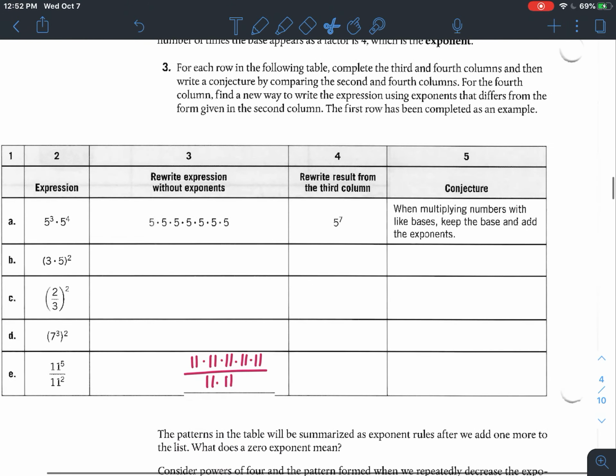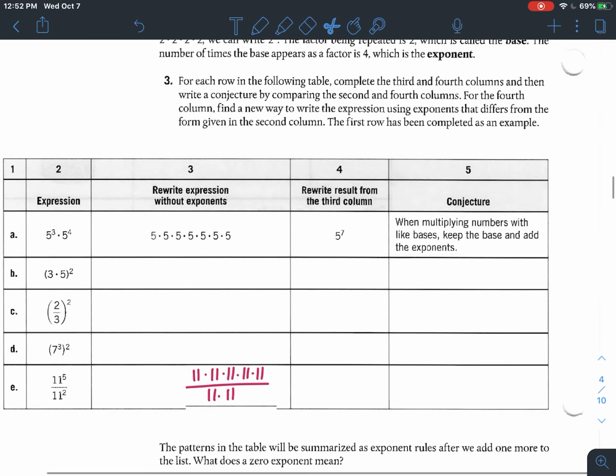For this next one, we're going to fill in this table. For each row in the following table, complete the third and fourth column, and then write a conjecture by comparing the second and fourth formulas. So a conjecture is just kind of what rule did you maybe follow, or how did you figure it out? Find a new way to write the expression using exponents that differ from the form given in the second column. First row is completed as an example. So this first one, we'll just walk through it.